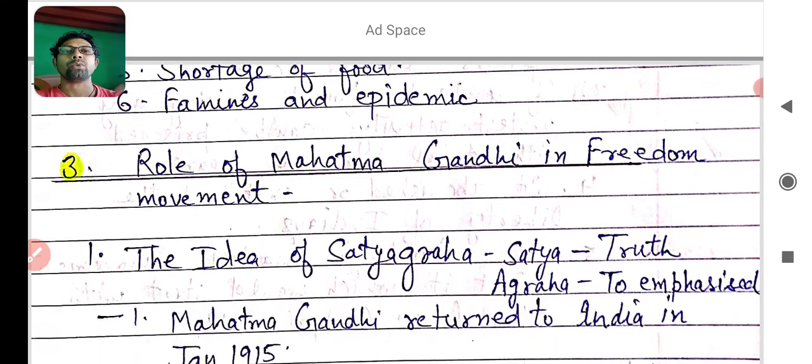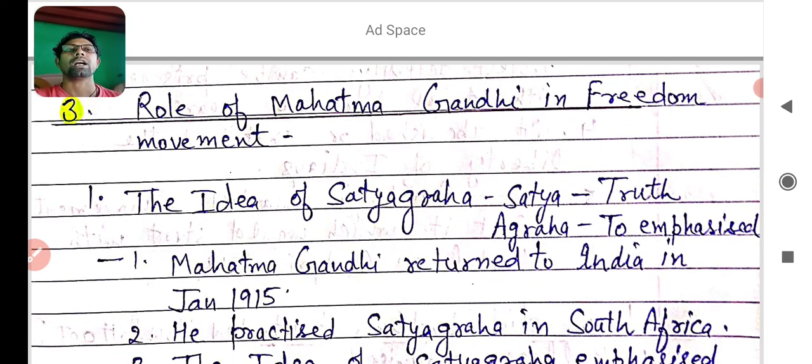And the next major point of today is the role of Mahatma Gandhi in the freedom movement. You know that Mahatma Gandhi is a well-known leader of the Indian freedom movement. So the first point related to Mahatma Gandhi is the idea of satyagraha. Mahatma Gandhiji introduced the idea of satyagraha to get freedom for India. Now, the question in your minds: we don't know about satyagraha. What is the meaning of satyagraha here? Or what is the idea of satyagraha according to Gandhiji?